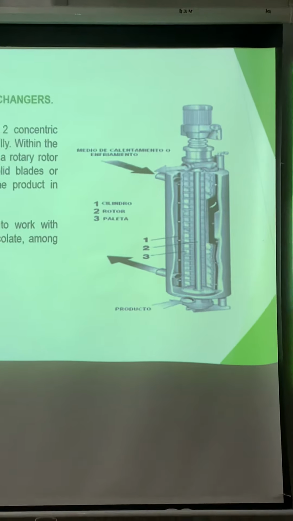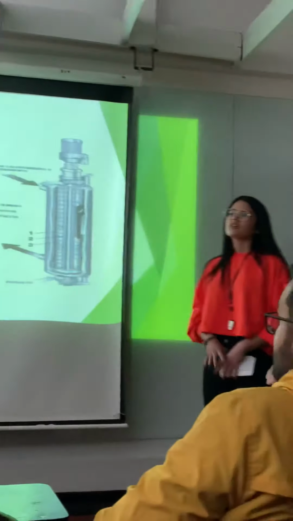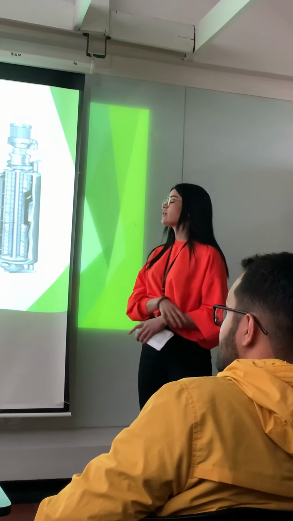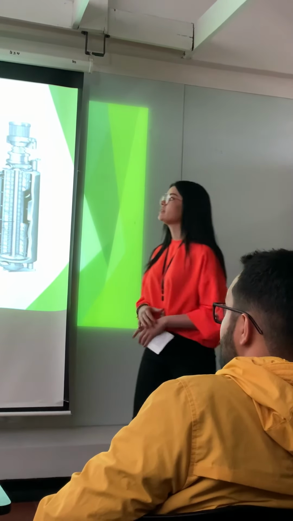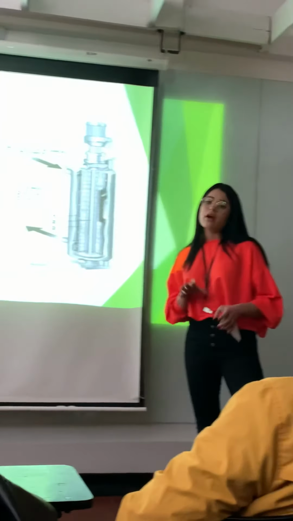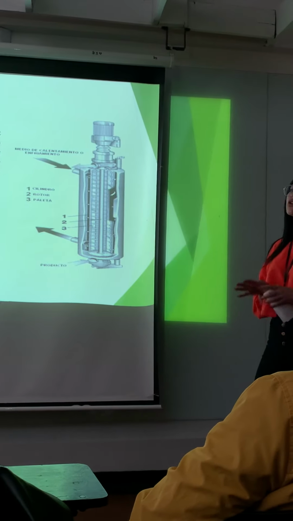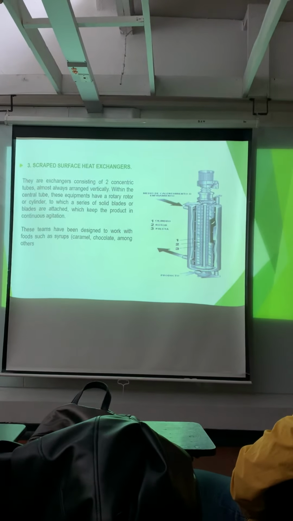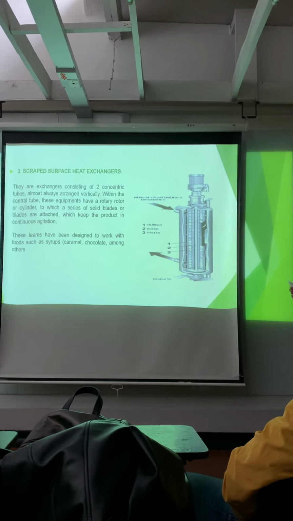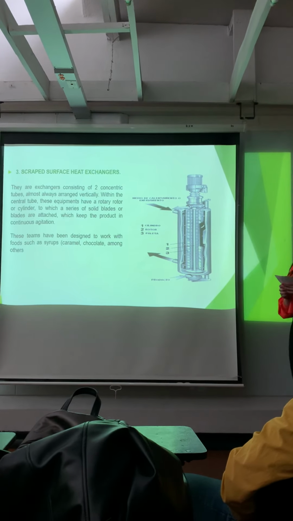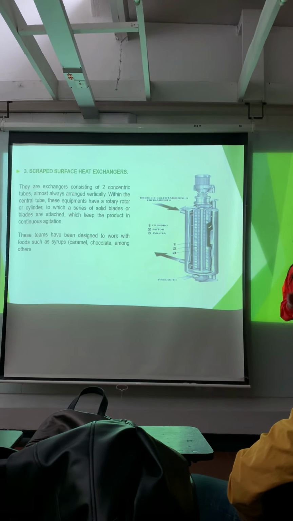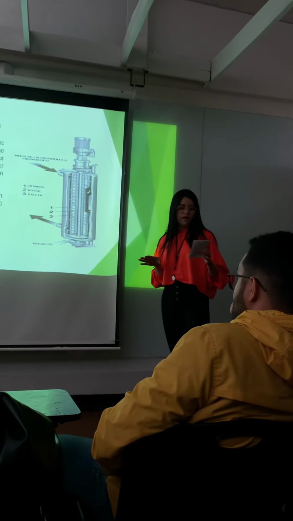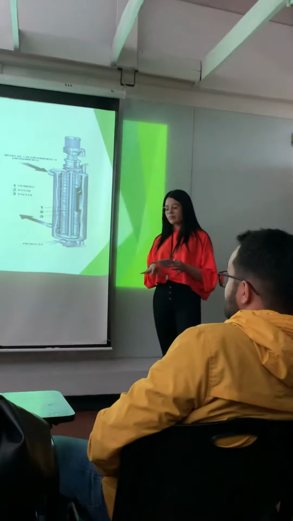And three, scraped surface heat exchangers. These exchangers consist of two concentric tubes, almost always arranged vertically. Within the central tube, this equipment has a rotary rotor or cylinder to which a series of solid plates or blades are attached, which keep the product in continuous agitation, scraping the exchange surface to prevent the product from fouling on the surface and to maintain a uniform heat transfer process.